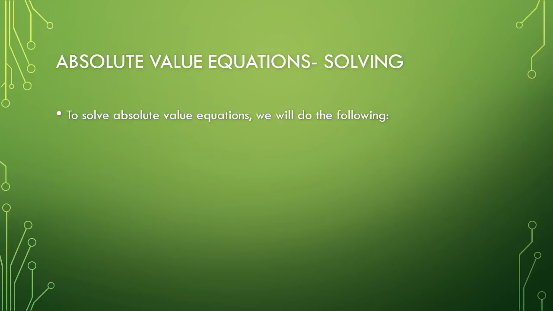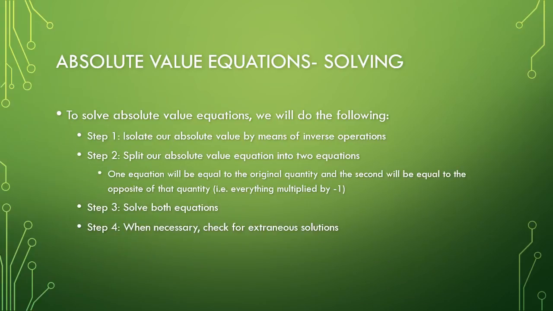When solving absolute value equations, there are a series of steps that are helpful to follow. First, we would isolate our absolute value using inverse operations to get rid of any numbers that are being multiplied to it, divided from it, added to it, or subtracted from it. Once we have isolated our absolute value, then we're going to split our absolute value equation into two equations.